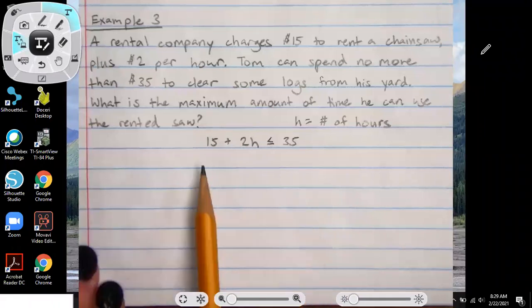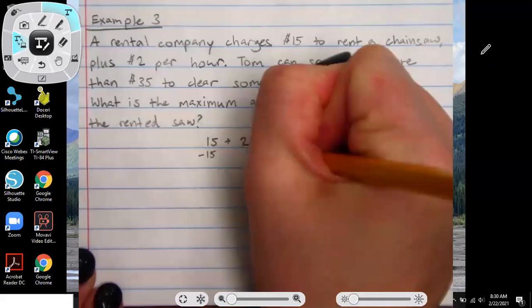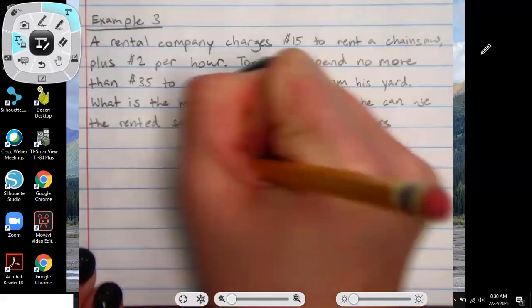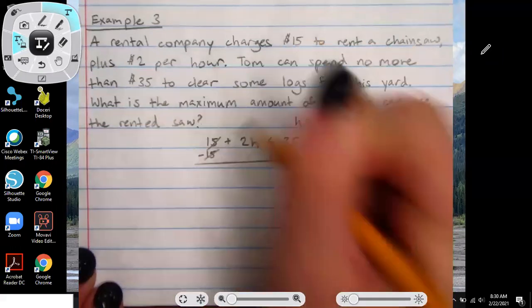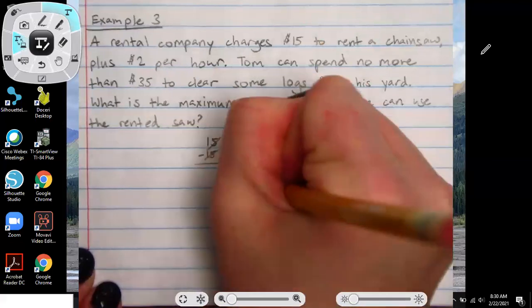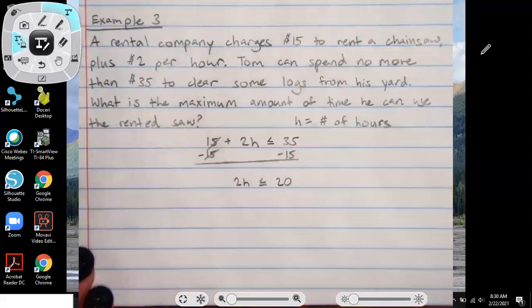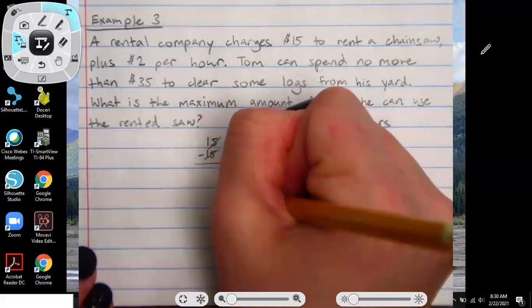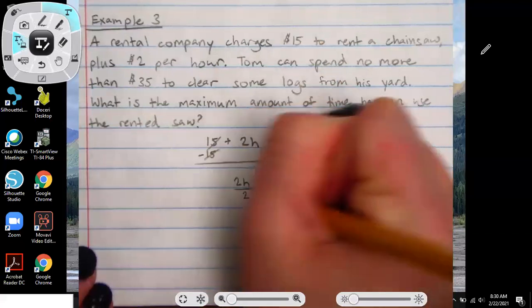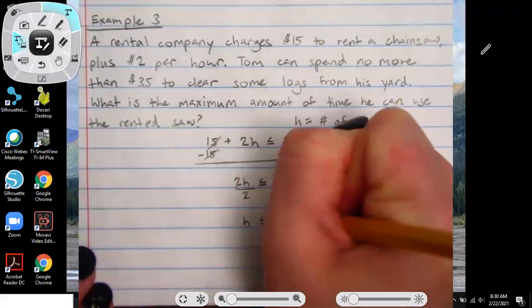Okay, so we've solved inequalities like this, just a normal two-part inequality. We want to get the h by itself, so subtract 15 from both sides. That leaves us with 2h is less than or equal to 20. Divide both sides by 2. That gets h by itself. H is less than or equal to 10.